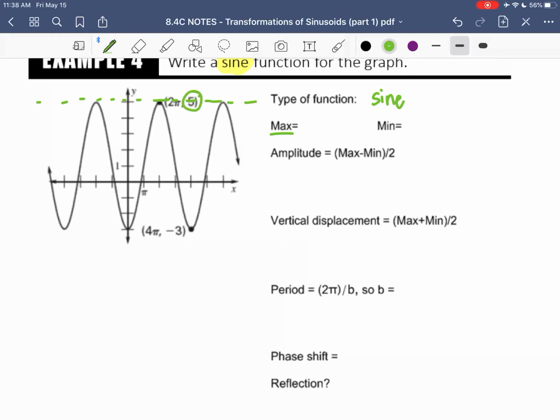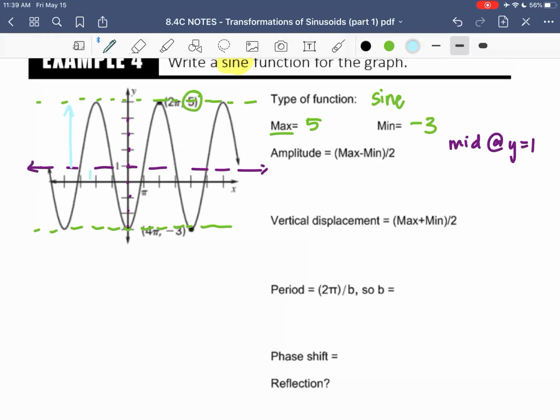Max. The max value is right up here. They told us the max is 5. And the min is right down here at -3. Okay, so if we're halfway in between 5 and -3, how I would think about that is the total distance between them is 1, 2, 3, 4, 5, 6, 7, 8. So halfway in between them should be 4 on either side, which is going to put us right here at y equals 1. And you might be able to see that just from looking at the graph. But our midline is at y equals 1.